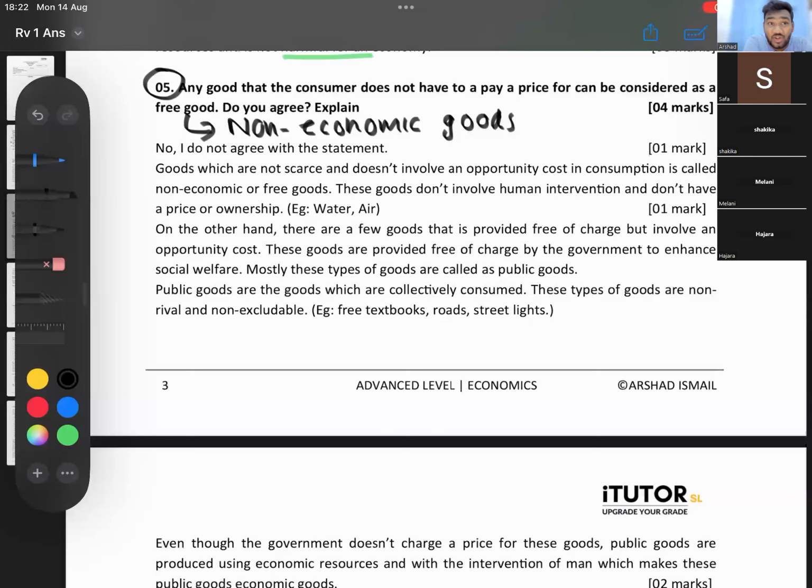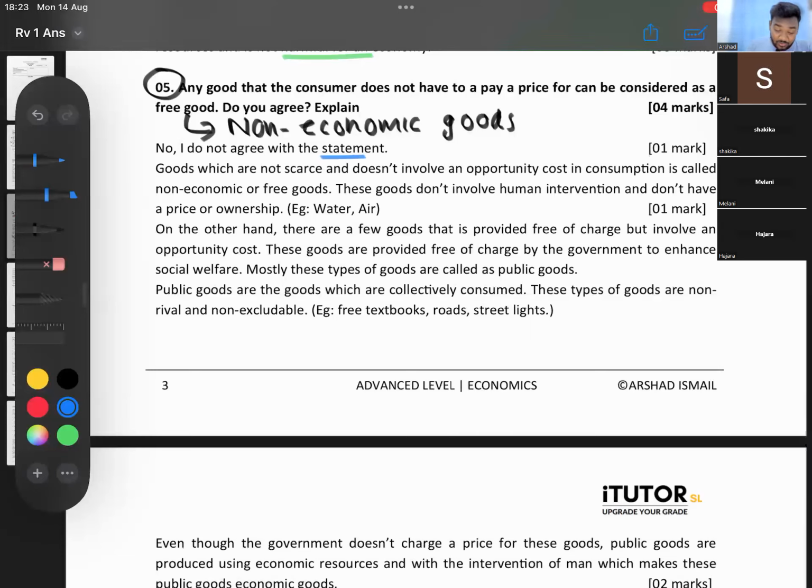Can't say that. Now think of the school textbooks that you get, right? Until O levels, all of you got school textbooks, no? Government gave you textbooks. As the consumer, did you pay a price for it? No, you didn't pay a price. Does that mean that textbooks are a free good? In other words, does that mean textbooks are non-economic goods? Oh no, you can't say that. See, that's what I'm testing with this. So here I am saying, no, I do not agree with the statement.